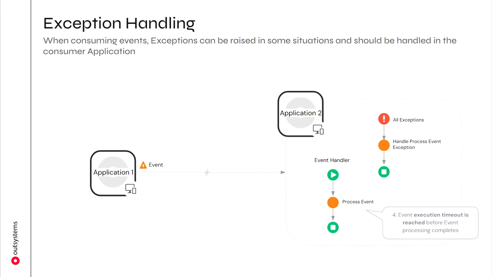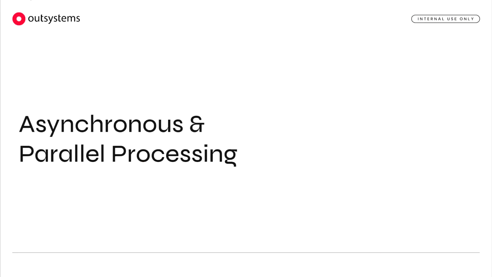An example of an exception occurring in a consumer application is the possibility of an exception timeout occurring before the event is completely processed by the consumer. Make sure to build robust exception handling into your apps to ensure that your systems work as expected. Now let's take a look at the differences between synchronous and asynchronous processing, as well as how parallel processing patterns can be built using ODC.